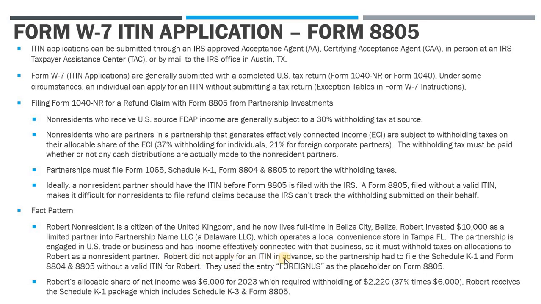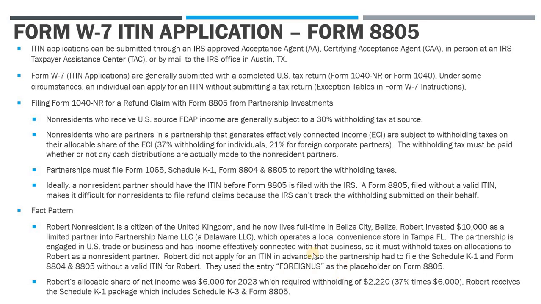And so that income is going to be effectively connected with that business. So it's going to have to withhold taxes on allocations of income to Robert as a non-resident partner. Now, Robert did not apply for an ITIN in advance, so the partnership has had to file his K-1 and 8805 without a valid ITIN.